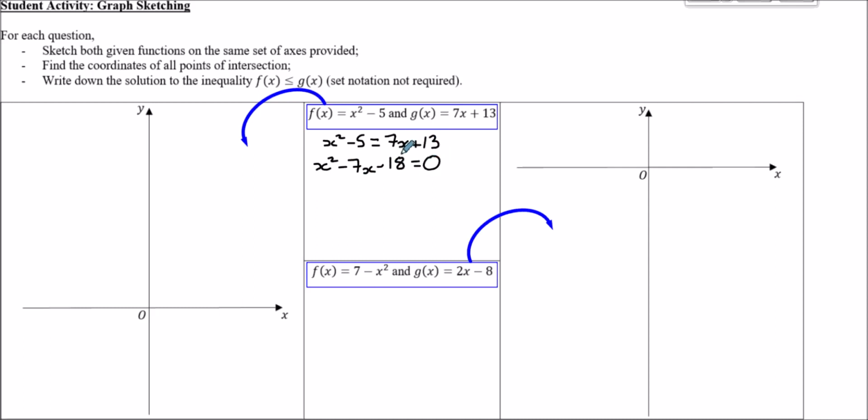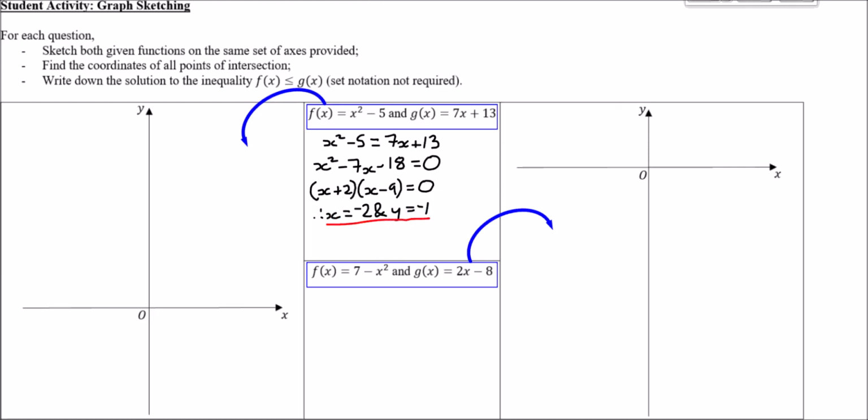Now this will factorize. Two numbers that multiply to minus 18 and add to minus 7 are positive 2 and negative 9. So we can rewrite it in factorized form like this. So therefore we're going to meet when x is negative 2 and y is, well, let's just substitute it in. So when x is minus 2, y will be minus 2 all squared, which is 4, then 4 minus 5 is going to be minus 1. So that's one point of intersection.